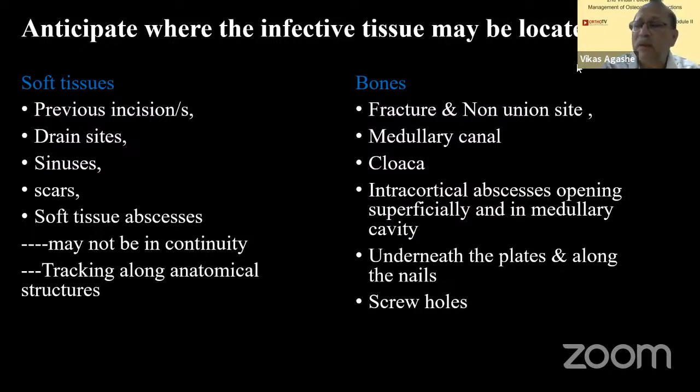In the bone, the infective granulation tissue would be at the fracture and non-union site, in the medullary canal, the cloaca, and the lining of the cloaca. Then very often there are intracortical abscesses opening superficially and in the medullary cavity. And if there is an implant, it could be underneath the plate or along the nails and in the screw holes. These are the commonest sites which have infective tissue, and each of that has to be addressed. Next, please.